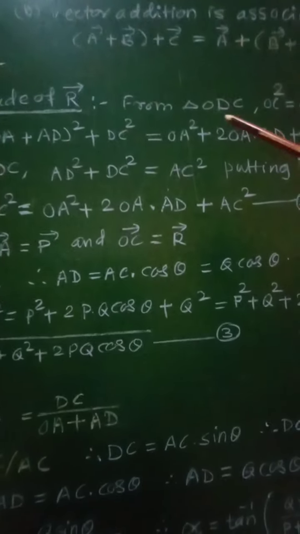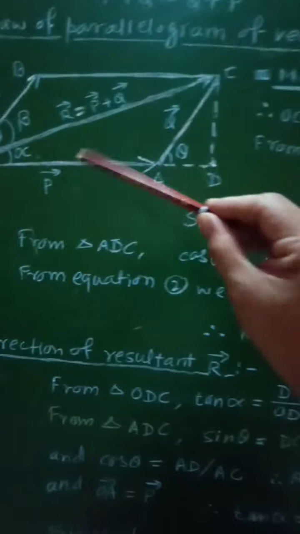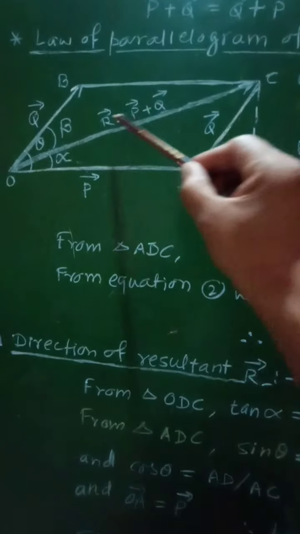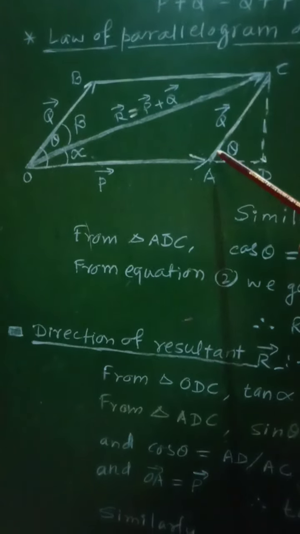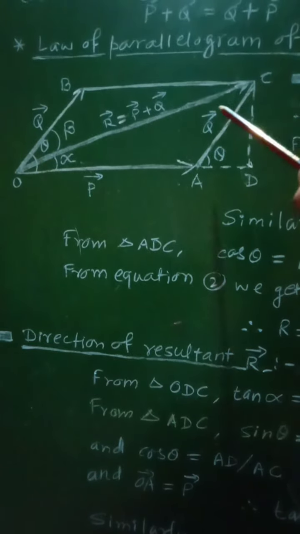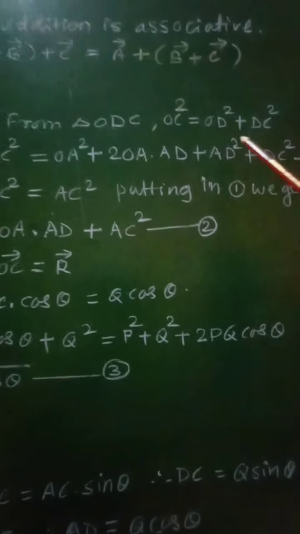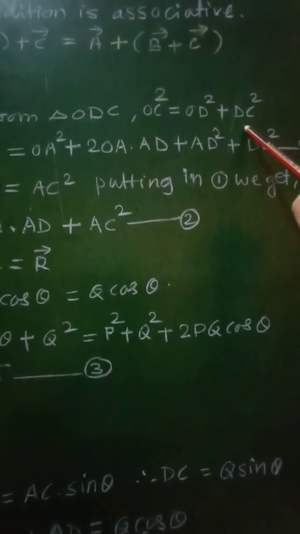Let us consider triangle ODC. This is a right angle triangle, and therefore we can use Pythagoras theorem here. Therefore we will get OC square equal to OD square plus DC square, and from that triangle we can write OC square equal to OD square plus DC square.